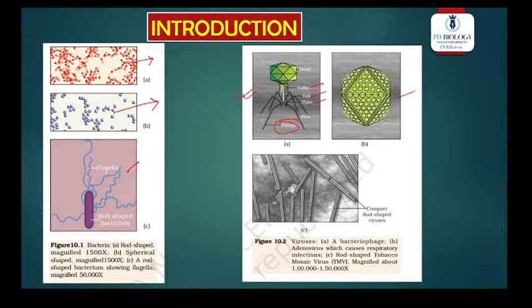This is the adenovirus causing the respiratory infection, and the third diagram, that is the rod shaped TMV, the tobacco mosaic virus, are shown here. So become familiar with this diagram because sometimes questions are also asked from there.